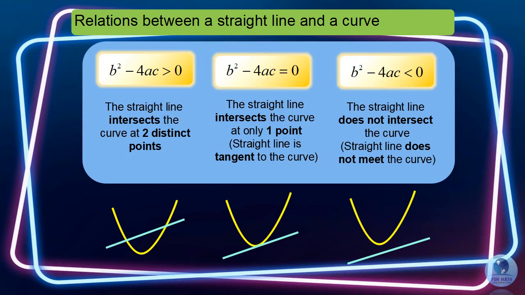Let's move on to the next topic, relations between a straight line and a curve. If b squared minus 4ac is greater than 0, the straight line intersects the curve at two distinct points. If b squared minus 4ac equals to 0, the straight line intersects the curve at only one point. In other words, the straight line is tangent to the curve. If b squared minus 4ac is lesser than 0, the straight line does not intersect the curve. It can be also written as the straight line does not meet the curve.